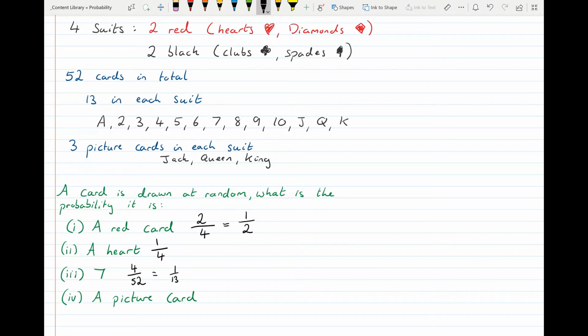And a picture card. Well, there are 3 picture cards in each suit. The jack, the queen, and the king. So you have 3 of them for hearts, 3 of them for diamonds, 3 of them for spades, and 3 of them for clubs. So you have 12 picture cards altogether out of your 52. And that can simplify to 3 out of 13.